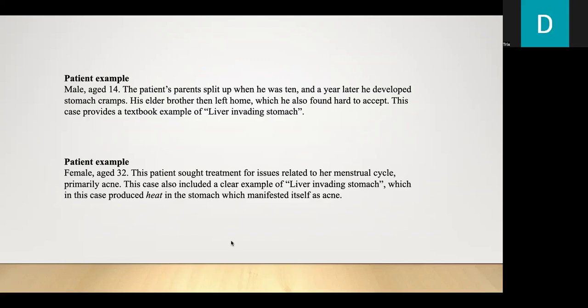Next, we have female, age 32. This patient sought treatment for issues related to her menstrual cycle, primarily acne. This case also included a clear example of liver invading stomach, which in this case produced heat in the stomach, which manifested itself as acne.